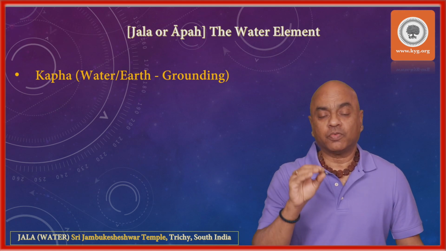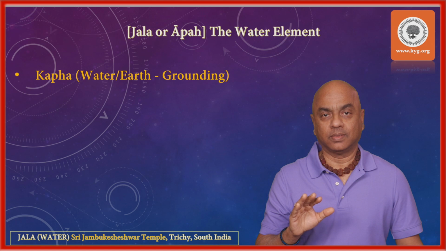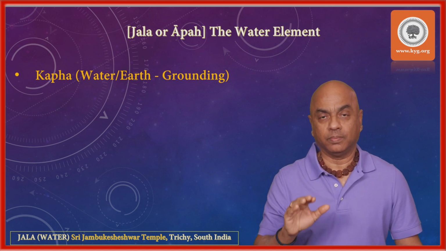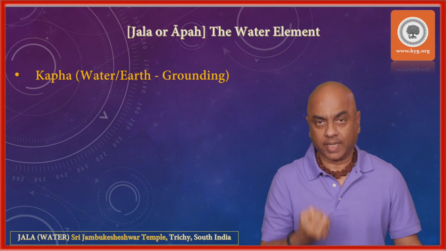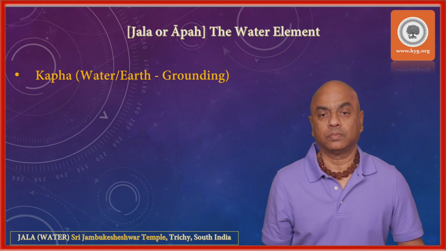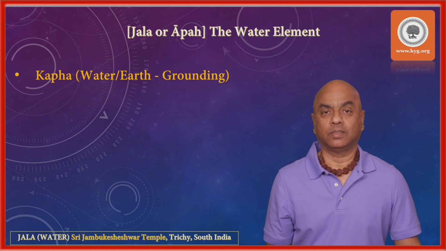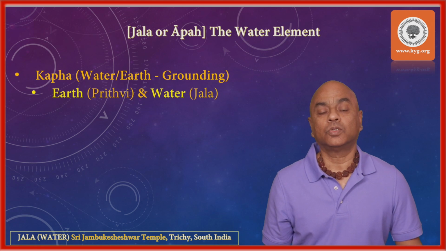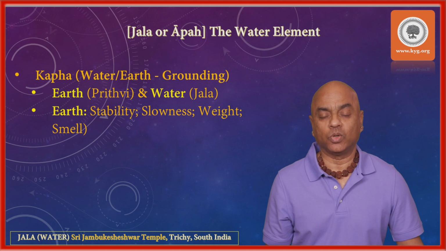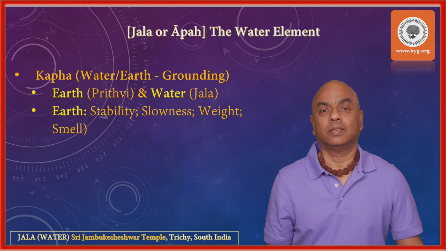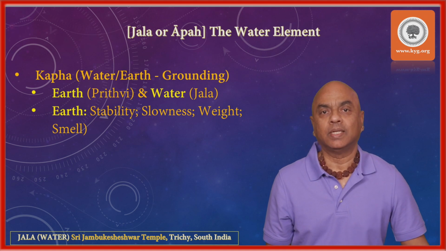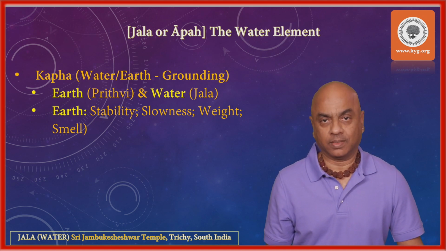Now, the quality of earth is stability. The quality of kapha is stability. I use the word grounding, to feel the ground, to be connected to the ground. So that is kapha, water and earth together. So here, let us see earth. Earth is stability, earth is slowness, earth is heavy, earth connects to the sense of smell, because when you smell something it means there is actually a physical matter.